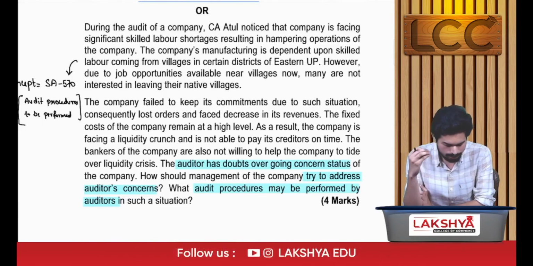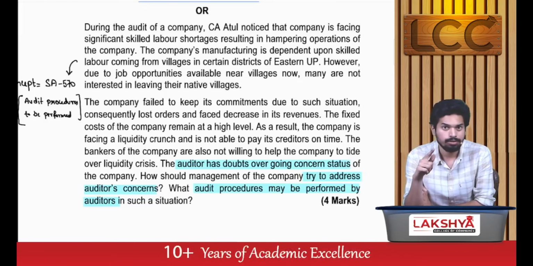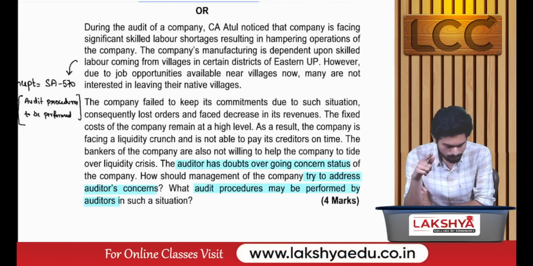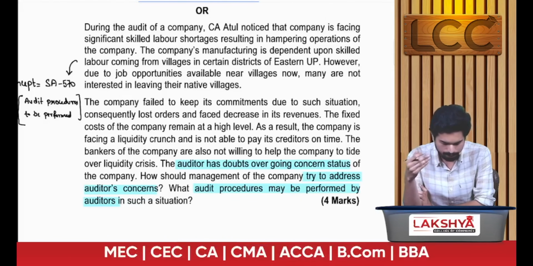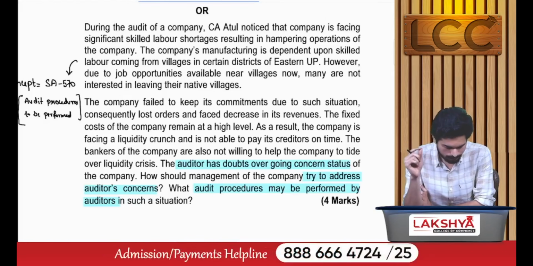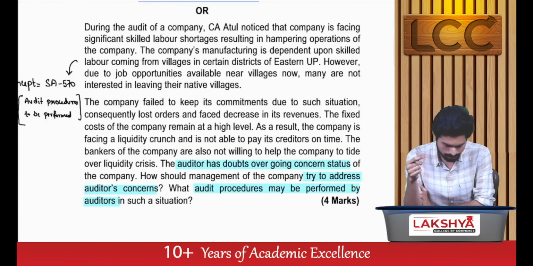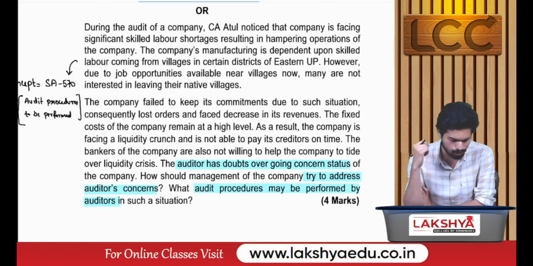As a result, the company is facing a liquidity crunch and is not able to pay its creditors on time. This shows that the company's going concern may get affected. The bankers of the company are also not willing to help the company to tide over the liquidity crisis. So the auditor has doubts over the going concern status of the company. How should management of the company try to address auditors' concerns, and what audit procedures may be performed by the auditors in such a situation?